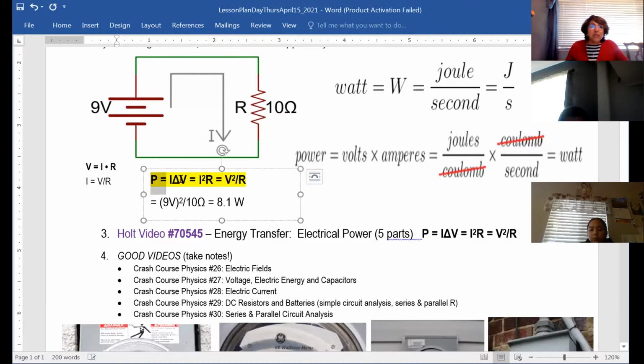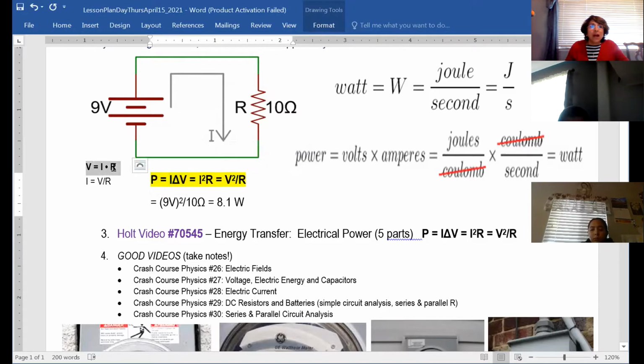To me, all you need to know is P equals IV and V equals IR, and then you can derive these. Make sure you get these though. In your cases, you guys, all your tests are open book. But I want you to understand why it is I squared R and V squared over R. Okay, any questions?